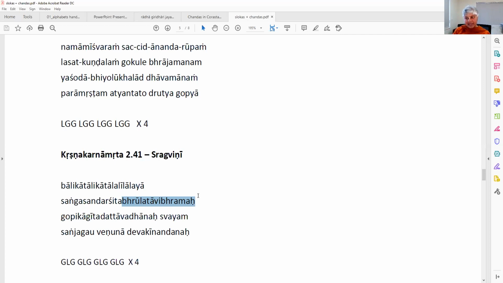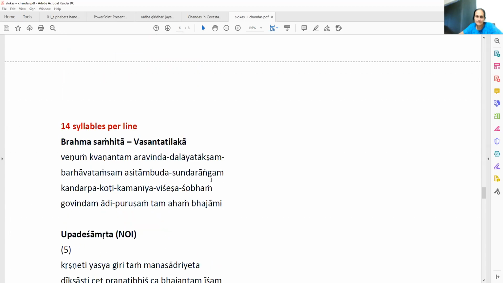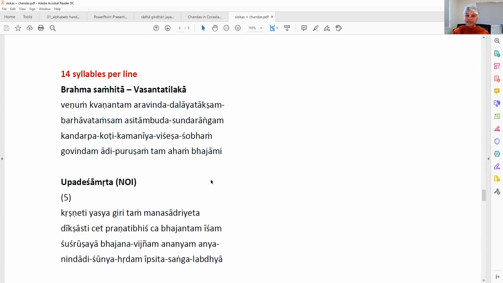Balika, Talika, Talali, Lalaya, Sanga Sandarshita, Bhrulata, Vibhrama. So it's like the rhythm is right there. And this is the genius of Sri Bilvamangal Thakur. How beautifully he uses all these meters to bring out the meanings within the verses. Yeah. So the next one that we look at is 14 syllables. So this is the Brahma-Samhita, Vasanta Tilaka, which we looked at quite in detail last time.